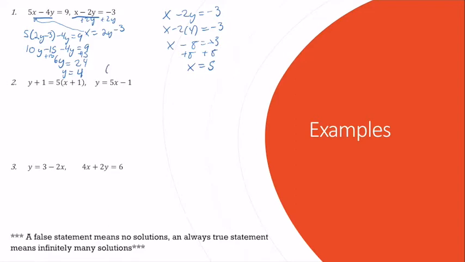So my solution is the ordered pair where x is 5 and y is 4, and I would need to go ahead and substitute that back into both of my equations in order to check my solution. So always remember to check your solution.